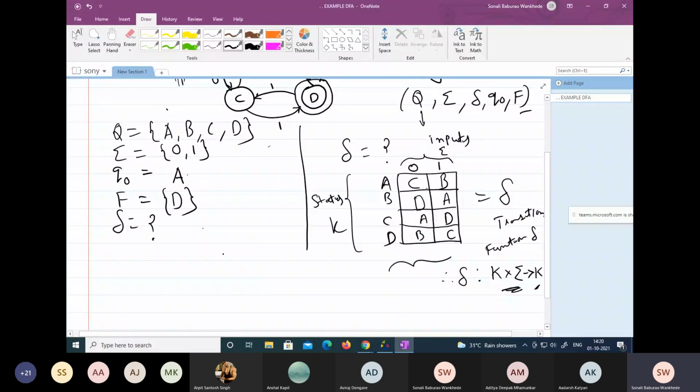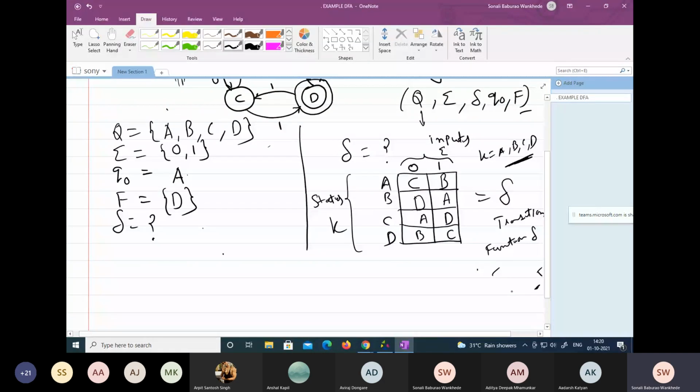And what is K? K is the states, A, B, C, D. That's what it is giving me. A0 we got C, A1 we got B, and so on. So hence it is proved. And this is our final table, or this is our delta. Delta is this table.